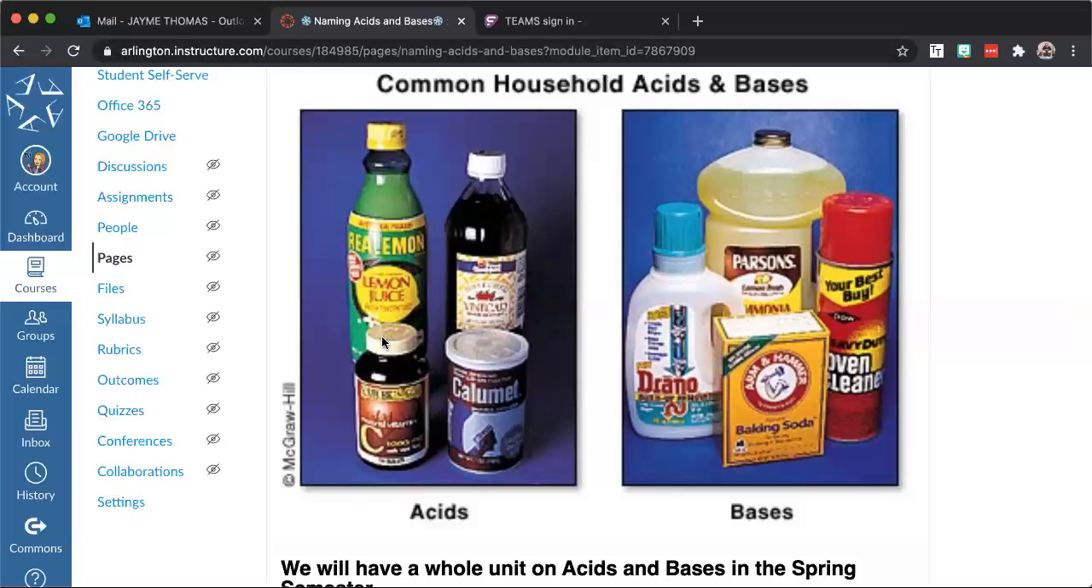Acids, on the other hand, are mostly sour. So anything that tastes sour is going to have an acid in it. And you can eat most of them as long as they're not certain acids.